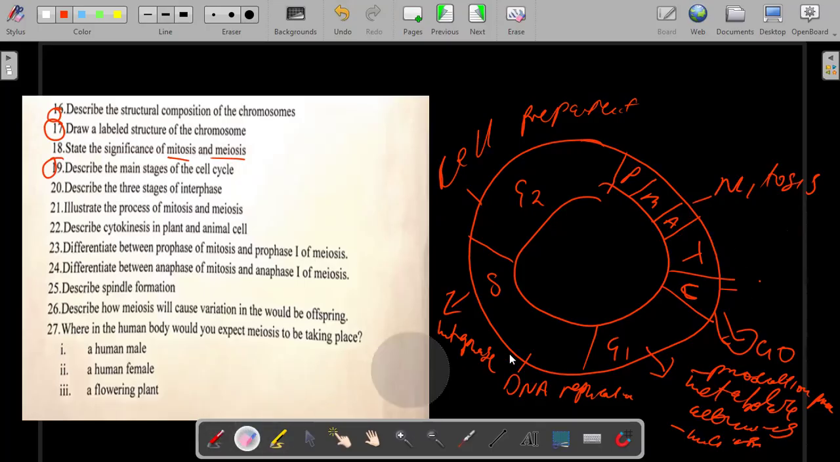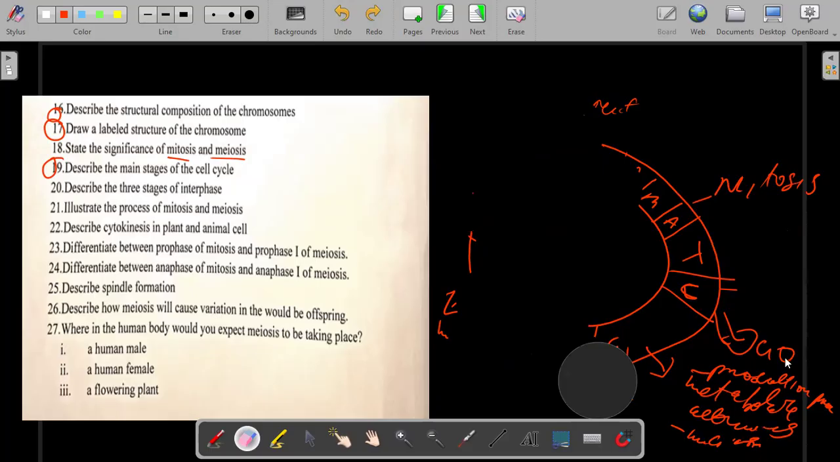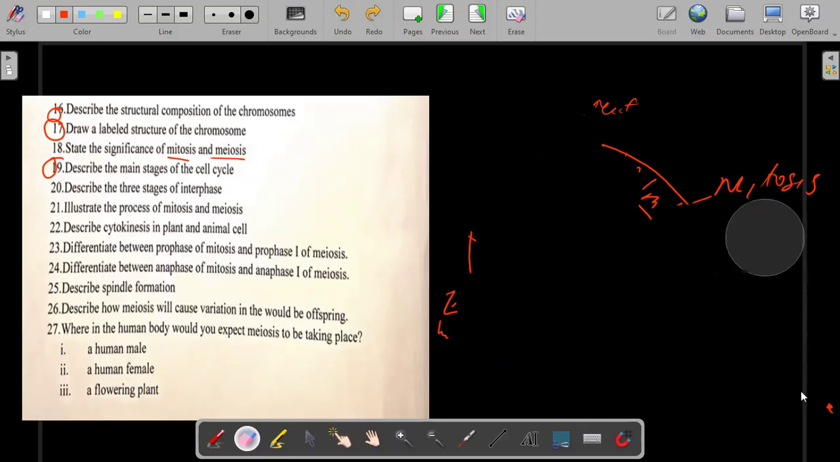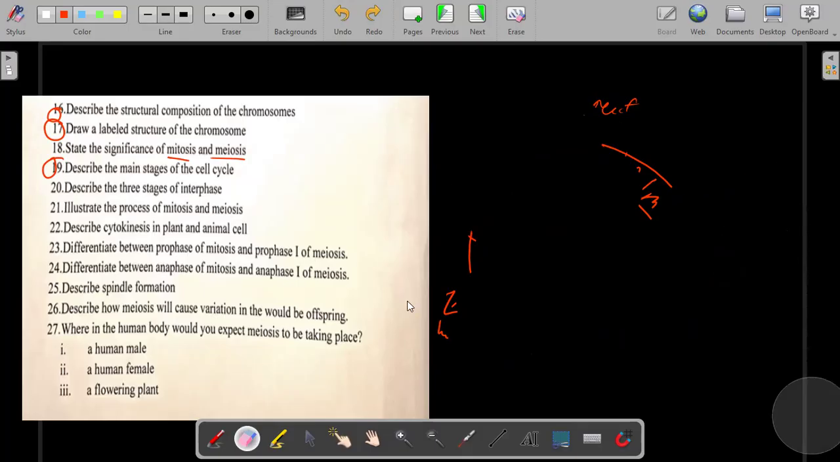We got question number 20. Okay. So question number 20 saying describe the three stages of interphase. We've already described them. The three stages of interphase: we have the G1, we have the S phase, and the G2. Okay, those are the three stages of interphase.